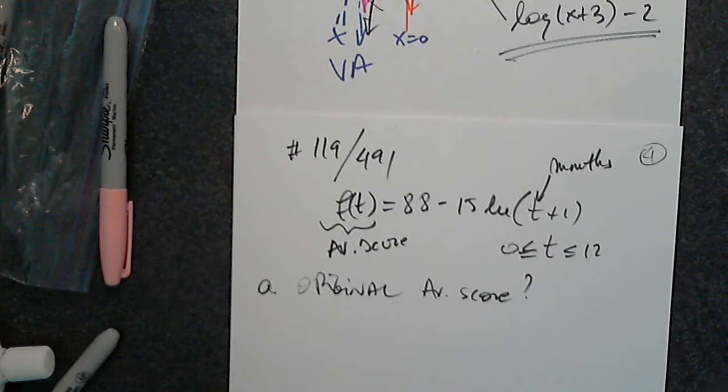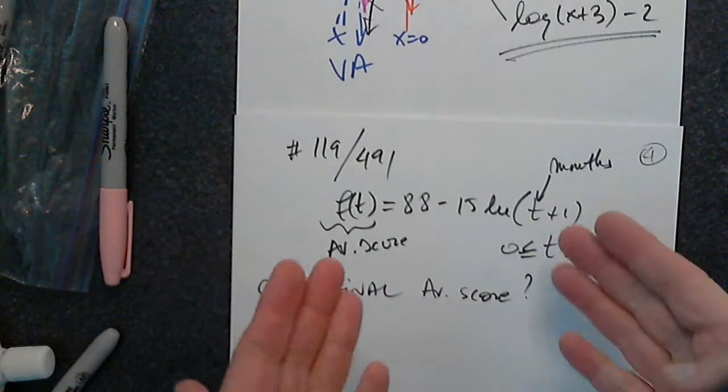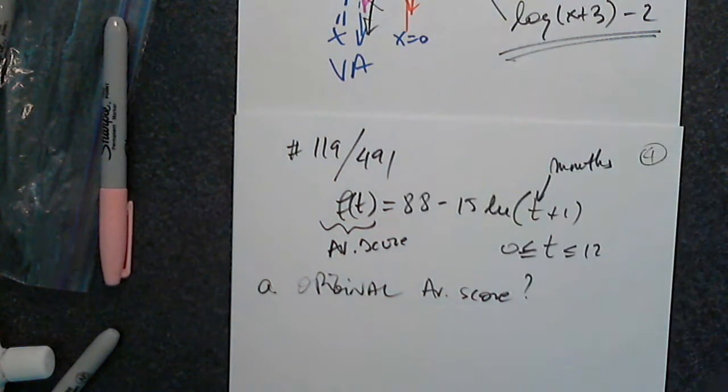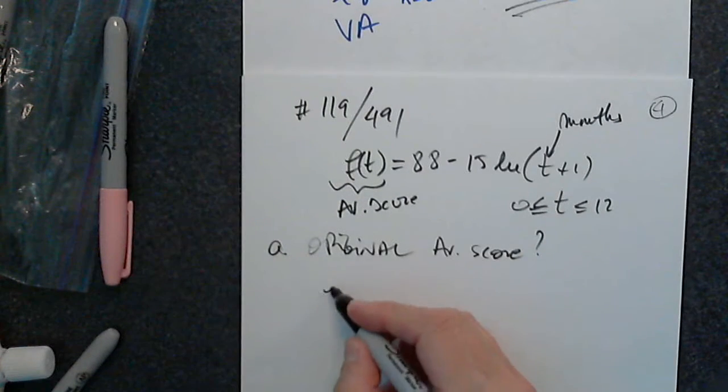So I'm asked to find the original score, average score. What do I have to do? Whenever I'm asked to find the original, what am I really asked to find? Original or initial? Origin. Yes, but what do I have to do? Or you find the log first. So this is the function. We're given this. We're asked to find the original average score. What does that mean? What am I really asked to find? Yes, f of 0, of course.